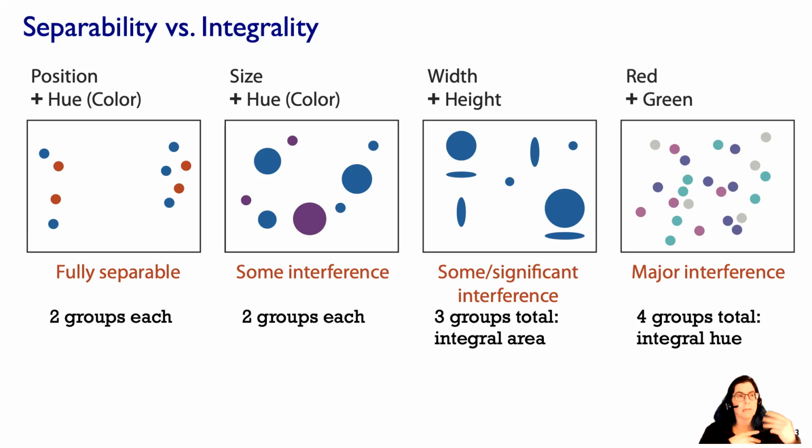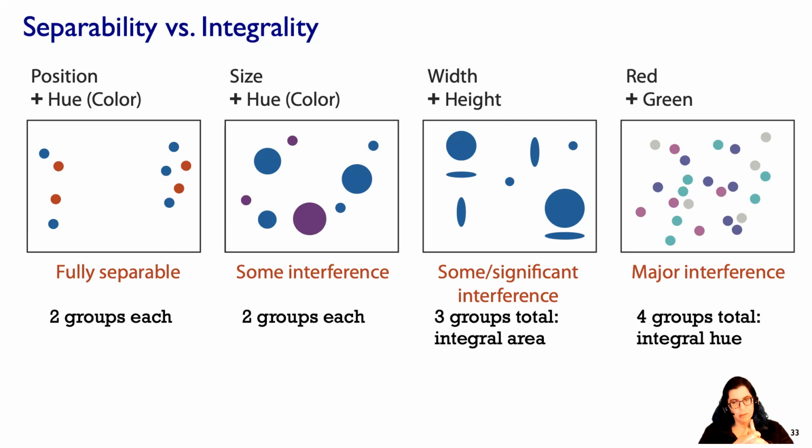So even if you're trying to independently length code and width code, your brain is really strongly going to have a tendency to just read back out that area. So there's significant interference here. We're not really seeing the two groups of two. We're really more seeing three groups. And now the case on the right, it's the worst case of all.